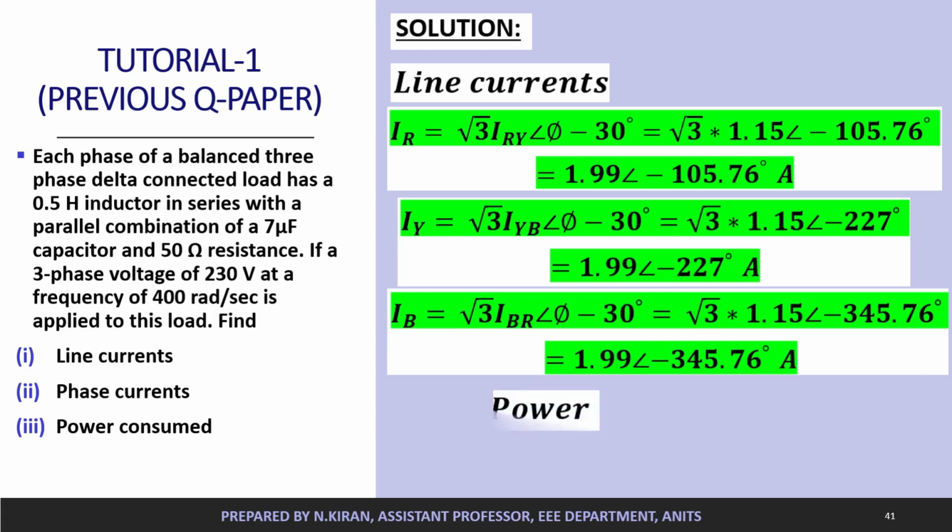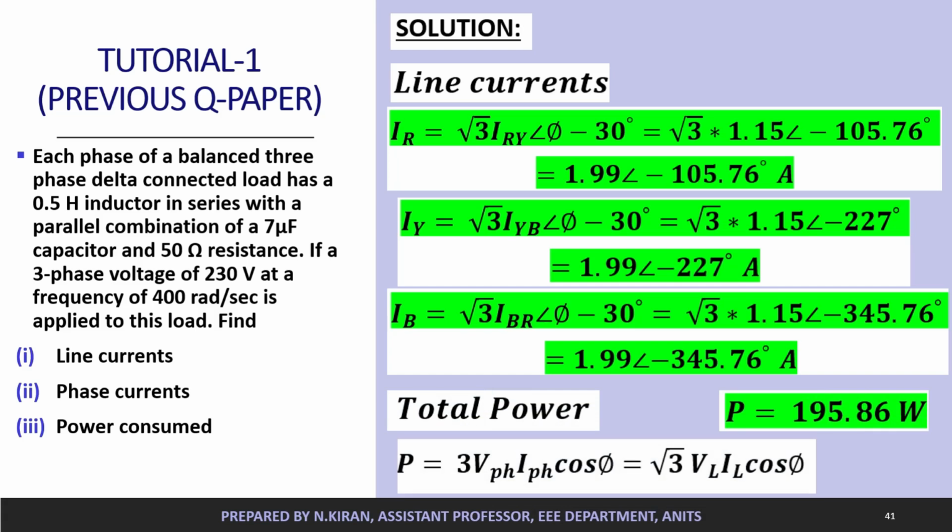So power consumed is nothing but, the formula is 3 into V phase I phase cos phi, or root 3 into VL IL cos phi. So you can consider any of the formulas. On substituting the values in either formula will give me the total power consumed, which is 195.86 watts.